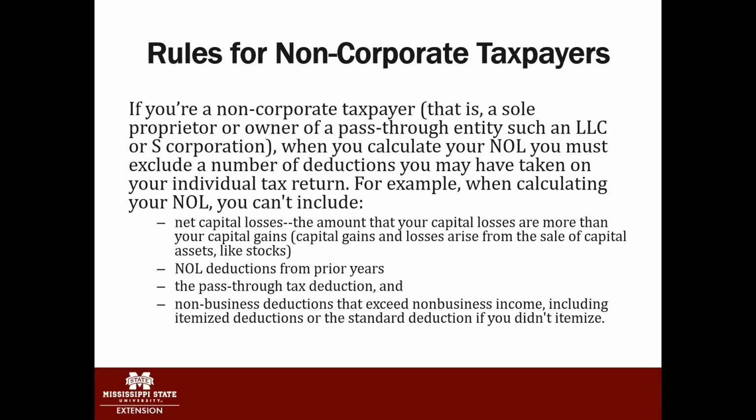For example, when calculating the net operating loss, you can't include net capital losses. Okay, so if you have the amount of your capital losses or more than your capital gains, typically that would be for stocks. There are specific cases where real property would also qualify, but they're not as common. Net operating loss deductions from prior years, any pass-through tax deductions, and non-business deductions that exceed non-business income, including itemized deductions or the standard deduction if you didn't itemize.